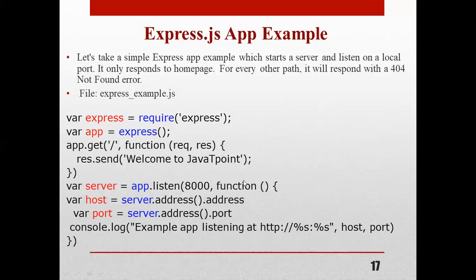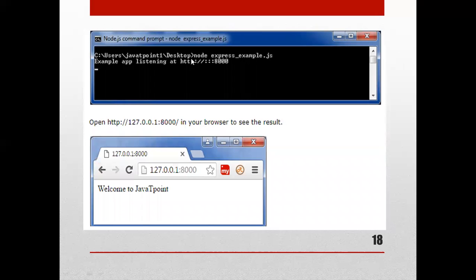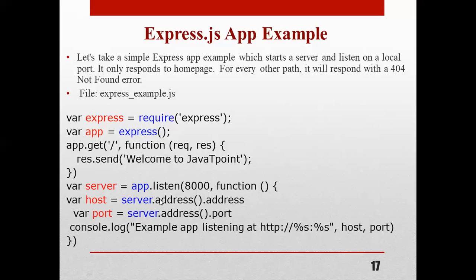So after executing this, what will we get? How to execute this? Like node, the program name with the extension. It will show Example app listening at, and here you can see it will show the port number. After running it in the browser, it will show the welcome message we have given here. It will show the host name with the port. So this is sample code of Express.js for showing the home page.